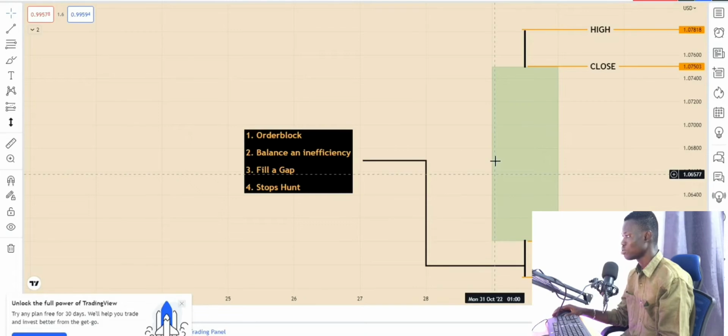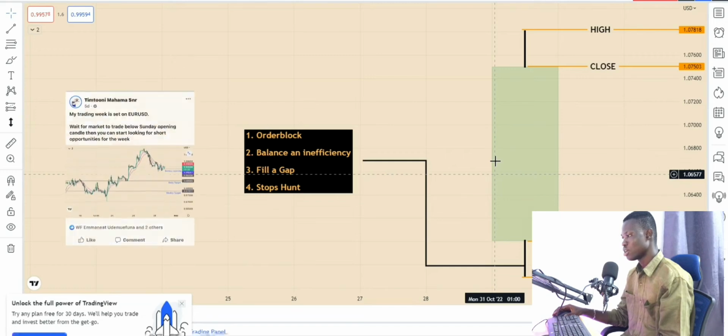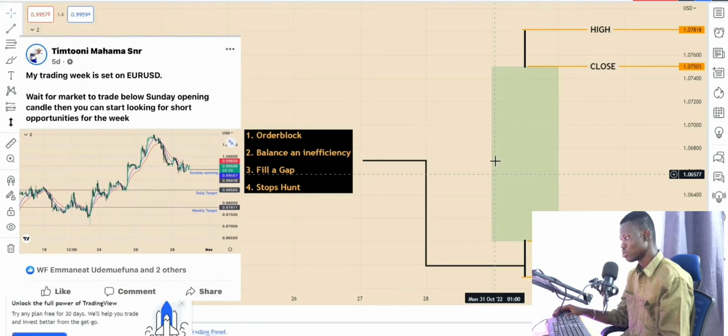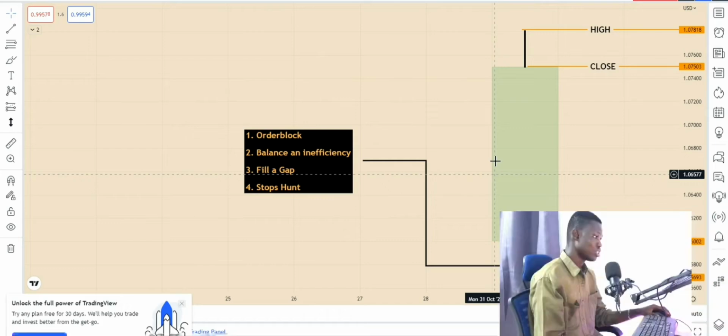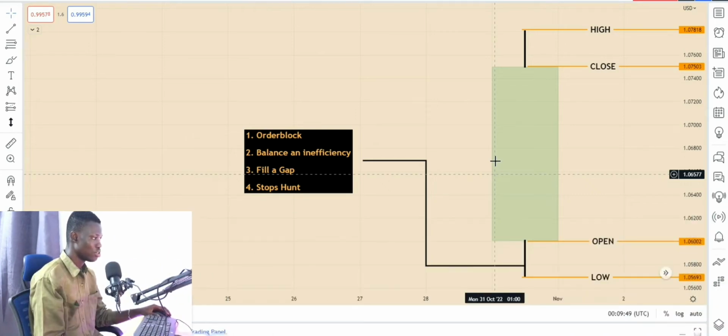Today we are learning how to use the Sunday candle to enter into a trade. Last week I posted a setup on Facebook on how to use the Sunday candle to catch a trade, but I didn't explain the logic behind it. So in today's video, I'll be explaining how to use the Sunday candle to enter into a trade and the logic behind the setup I posted on Facebook on Sunday. So let's get straight into the video.